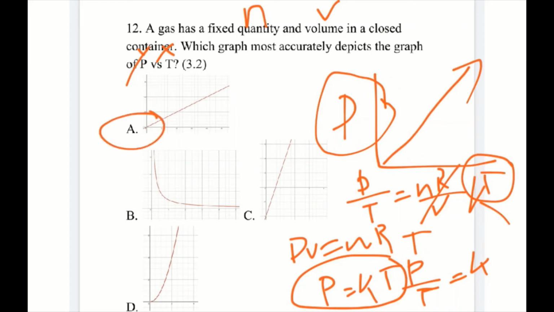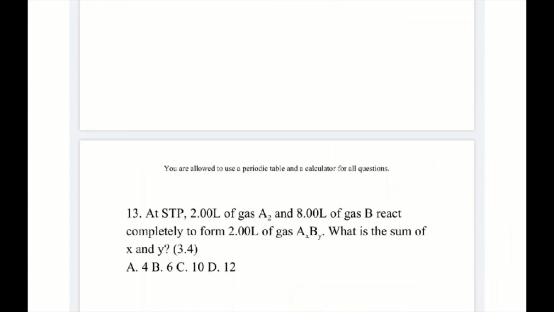And notice how it's not C, since this line doesn't go through the origin. The origin's right there, and it kind of goes below it. And this equation says that it goes through the origin, so that's why C is not correct. At STP, 2.00 liters of gas A2 and 8.00 liters of gas B2 react completely to form 2 liters of gas AxBy.